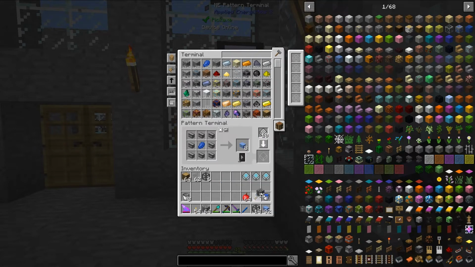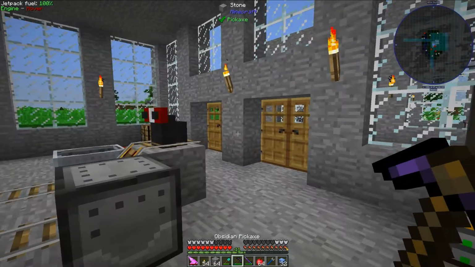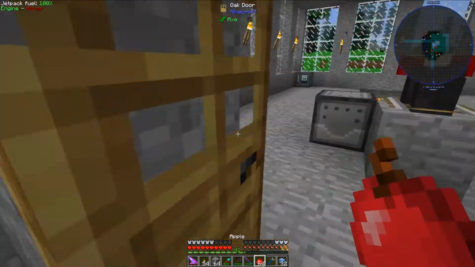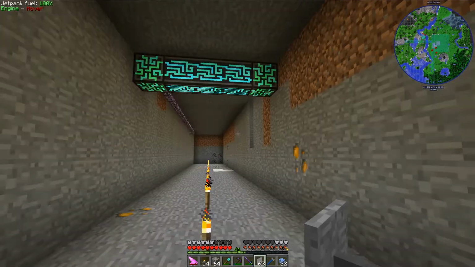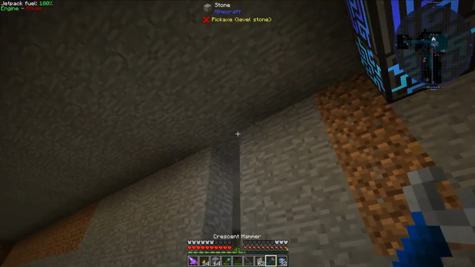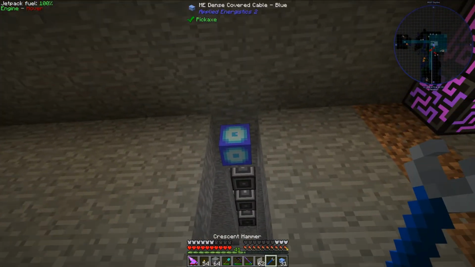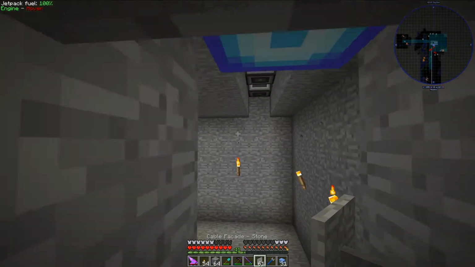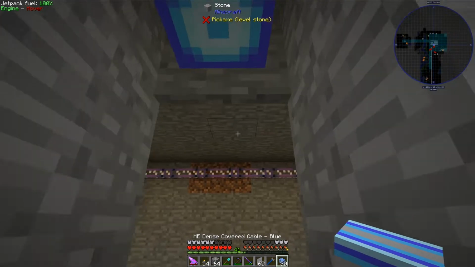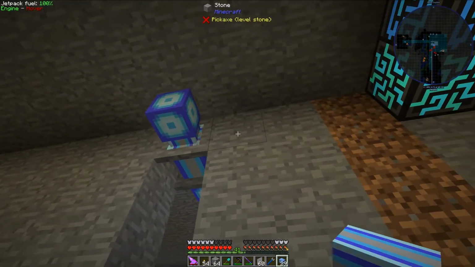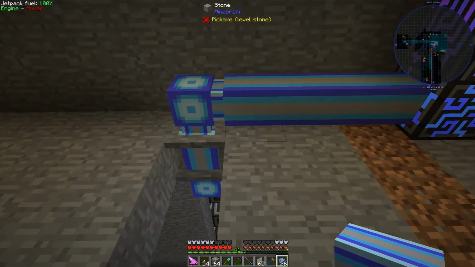Okay, cool. So let's grab this and let's go down here. Let's also get some cable facades. That way I can make it look nice while I'm at it. And what we need to do is right here will be kind of the pass-through point. So let's go ahead and place that as the first block. And let's hit it with cable facades. And then we can actually connect it up to the controller like so.